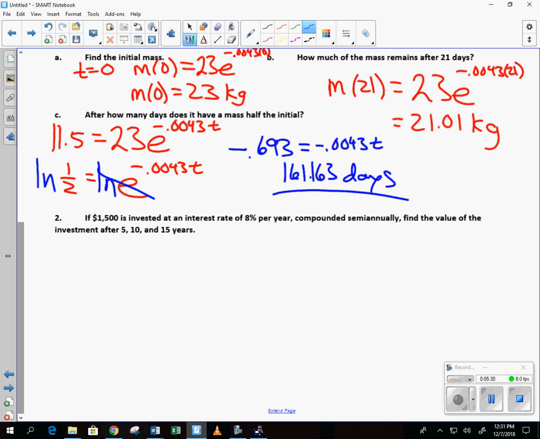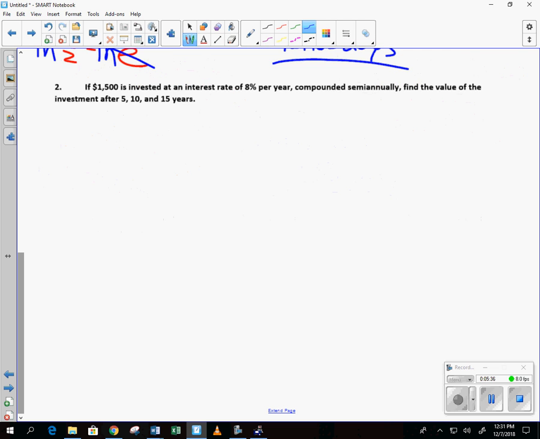So why are logarithms important? They help us solve exponentials. Everybody okay with that? All right. Next example. If $1,500 is invested at an interest rate of 8% a year, compounded semi-annually, find the value of the investment after 5, 10, and 15 years. Okay? So Spencer's going to get an investment. He's got $1,500. He wants to invest it. He's going to say, well, how long should I leave it in the bank for? It's a good question. Let's use this formula.